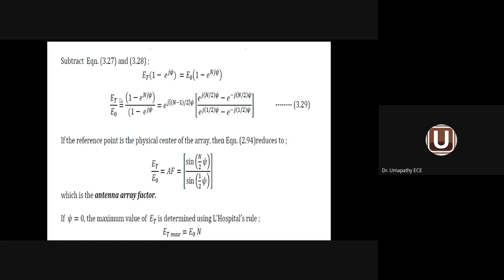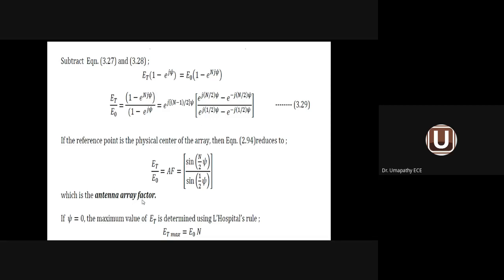I want to find the ratio ET by E naught. This one is the common field strength, and this one is the total field strength, ET by E naught. You get it like this. So let us substitute e power j n psi in terms of n by 2 j psi, taking a common factor and substituting the trigonometric function. Any angle can be substituted in terms of e power j (angle psi by 2): psi by 2 in the upper part, psi by 2 in the denominator part. Then we take a common part, n minus 1.